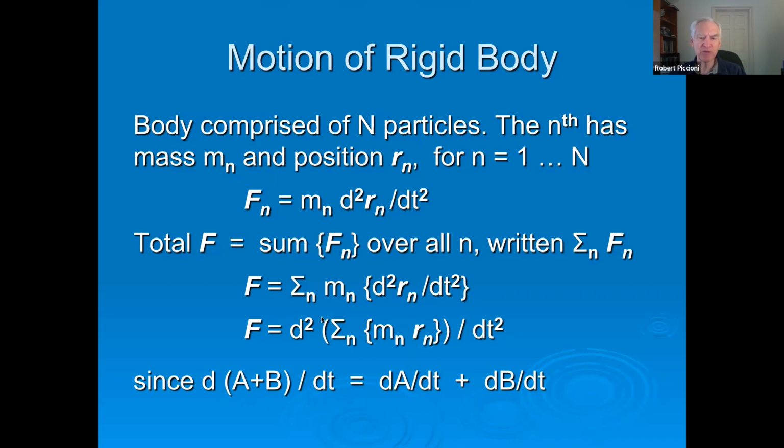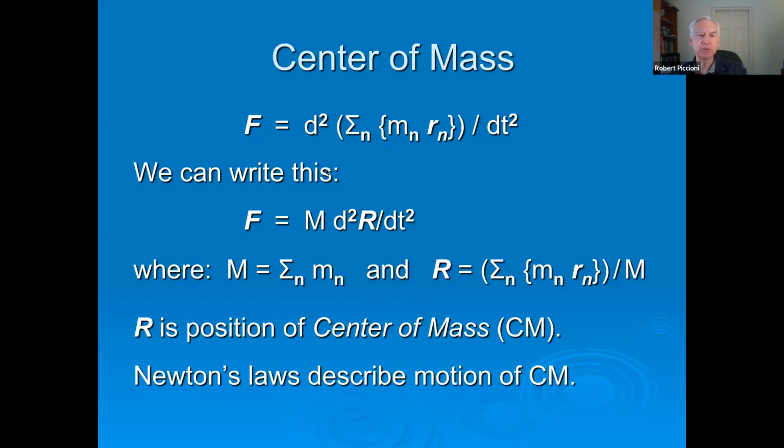relationship applies. You can take the derivative of the sum, or you can take the sum of the derivatives. And so we move the sum on the inside, and now we have this other equation, which I'm going to take to the next page. And we can write that equation this way. M is the sum of all the masses, and R is the weighted sum of all the positions. So weighted sum means if something weighs twice as much as something else, then you include it with a factor of 2 in the summation.